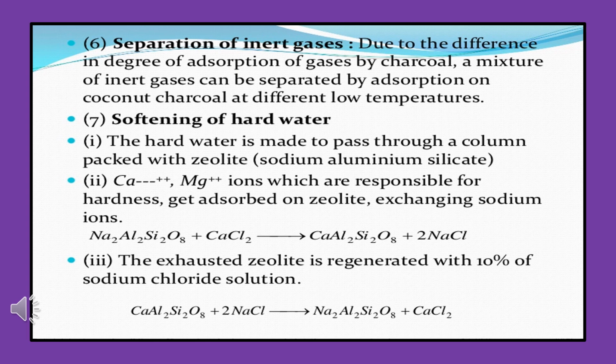adsorbed on the zeolite surface, exchanging sodium ions. Thus, we can remove calcium ions and magnesium ions from the hard water. The exhausted zeolite is regenerated with 10% sodium chloride solution. In this way, the adsorption process is used for the softening of hard water.